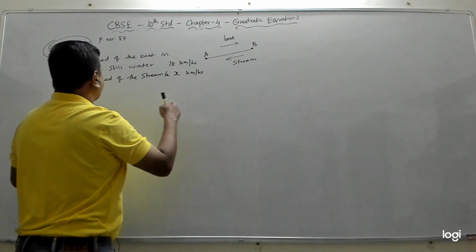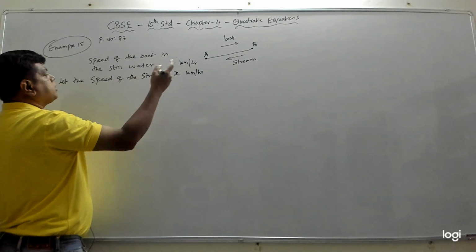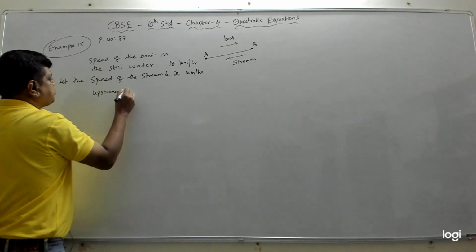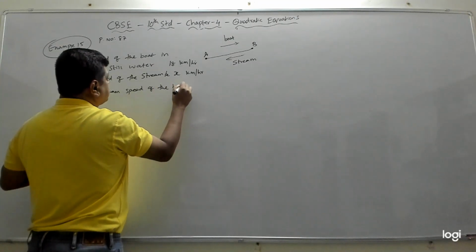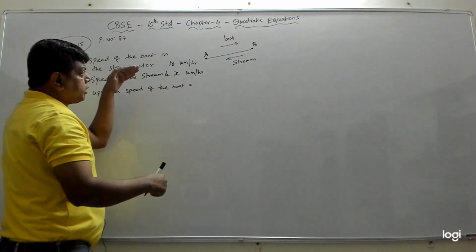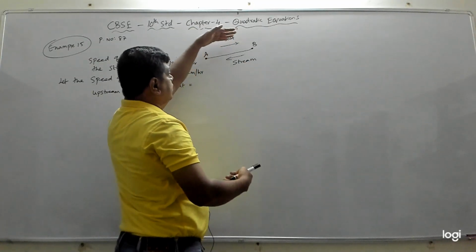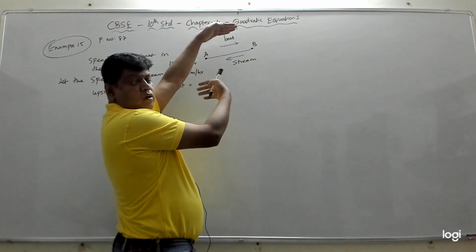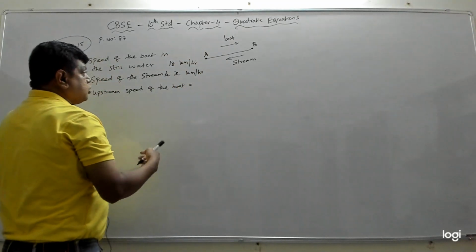So now let's write two more points: the upstream speed and downstream speed. What is upstream speed? Upstream speed of the boat will be equal to, see, the boat is going against the stream. Stream is coming this way, boat is going this way. Boat is going at the speed of 18 kilometers per hour. The stream is flowing at the rate of x kilometer per hour, and both are in the opposite direction. So the speed will be reduced.